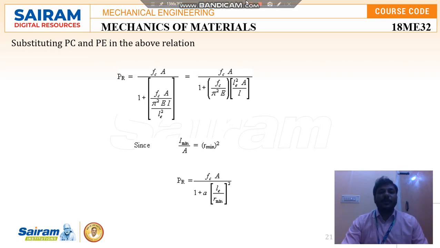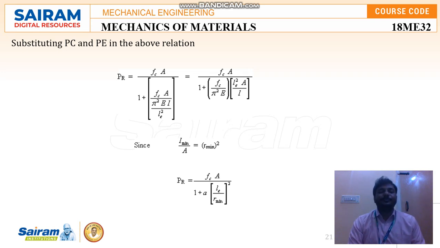The final equation we got is PR equals Fc into A, the crushing load, divided by 1 plus alpha into Le by r minimum, whole square, where I, the moment of inertia, by area becomes the radius of gyration of that particular column. By substituting into that equation, we can find the Rankine critical load.